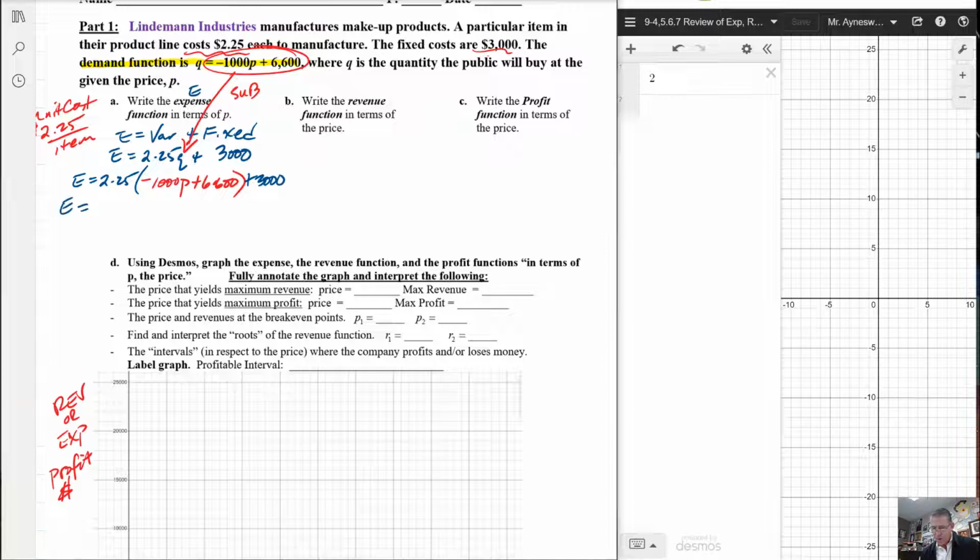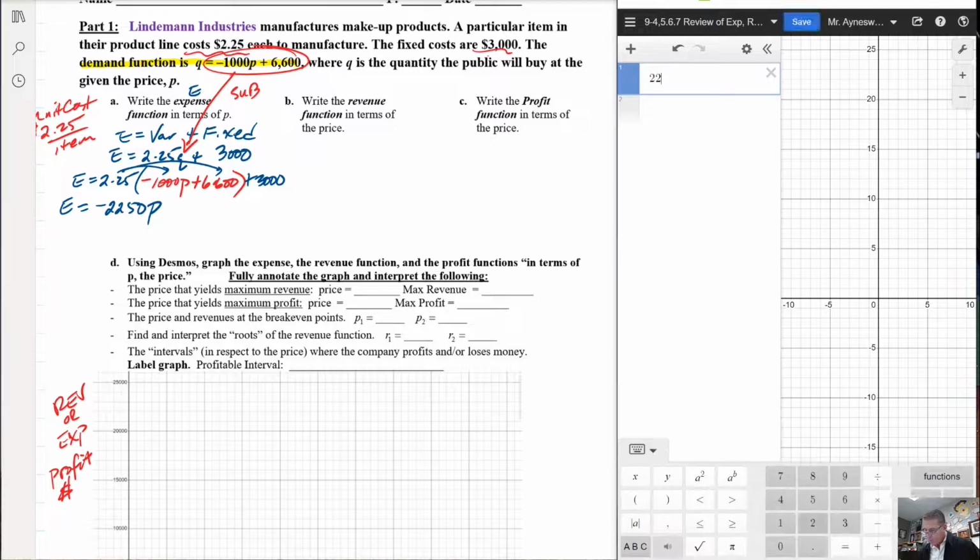So what is this? Well, we've got 2.25 times negative 1,000, so it's negative, first of all. When you multiply a number by 1,000, you just shift the decimal place 3 places right. That's something you guys should know, or use Desmos if you can't figure that out. Then I have to distribute to the 6,600. So I'm going to take 2.25, so let's go to Desmos now. 2.25 times the 6,600. Then I have to add the 3,000 here, so might as well just do it all in one.